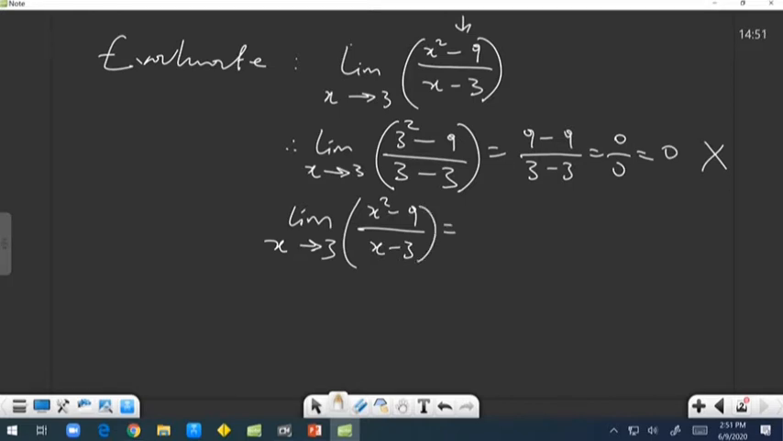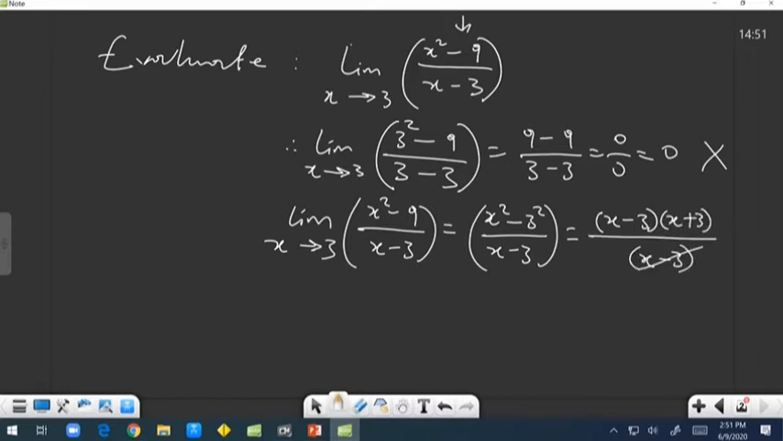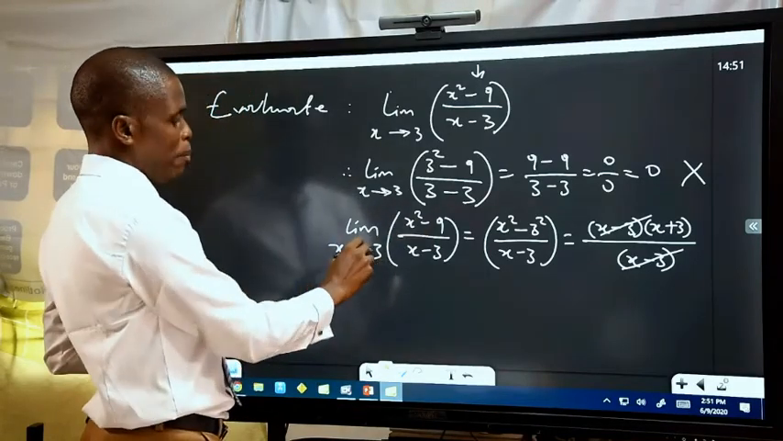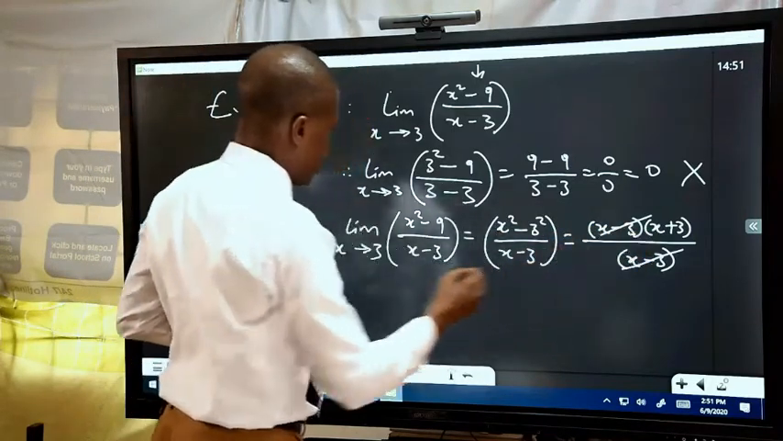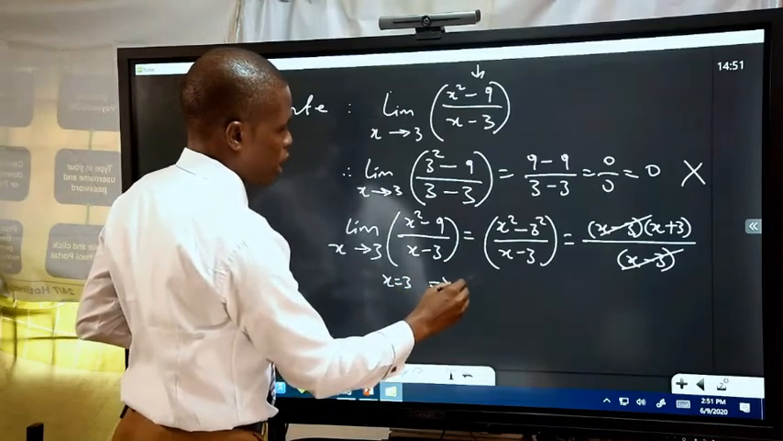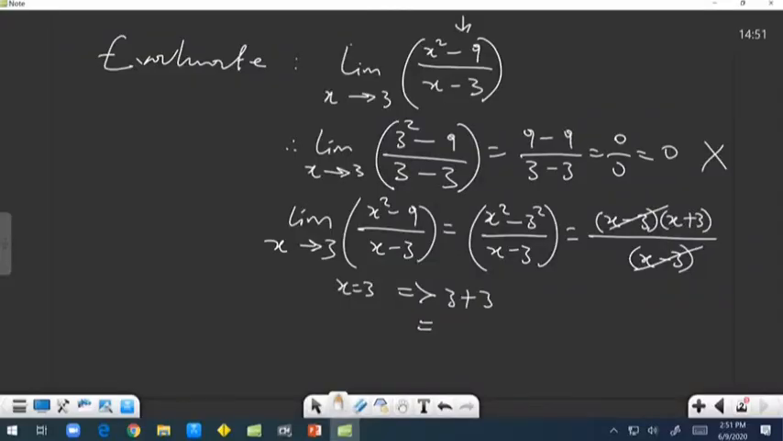And we have this using the difference of two squares. We have x squared minus 3 squared divided by x minus 3. So when we simplify this, we have x minus 3 and x plus 3 all divided by x minus 3. So x minus 3 cancels x minus 3. So the limit of this function as x approaches 3 will be when you substitute x equal to 3 into the function. So our answer then becomes 3 plus 3, the answer is 6. That means the value of this is 6 as x approaches 3.